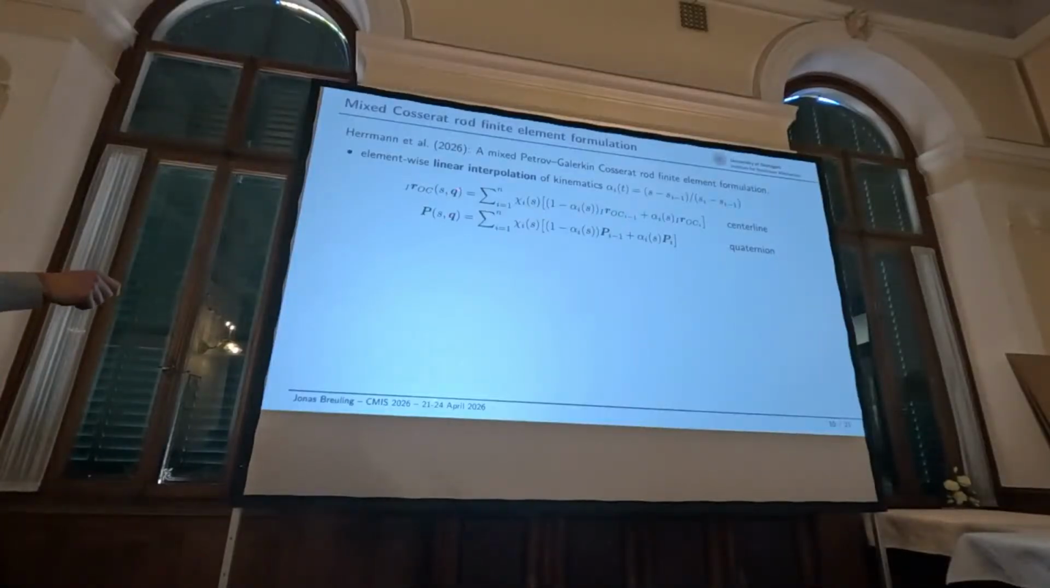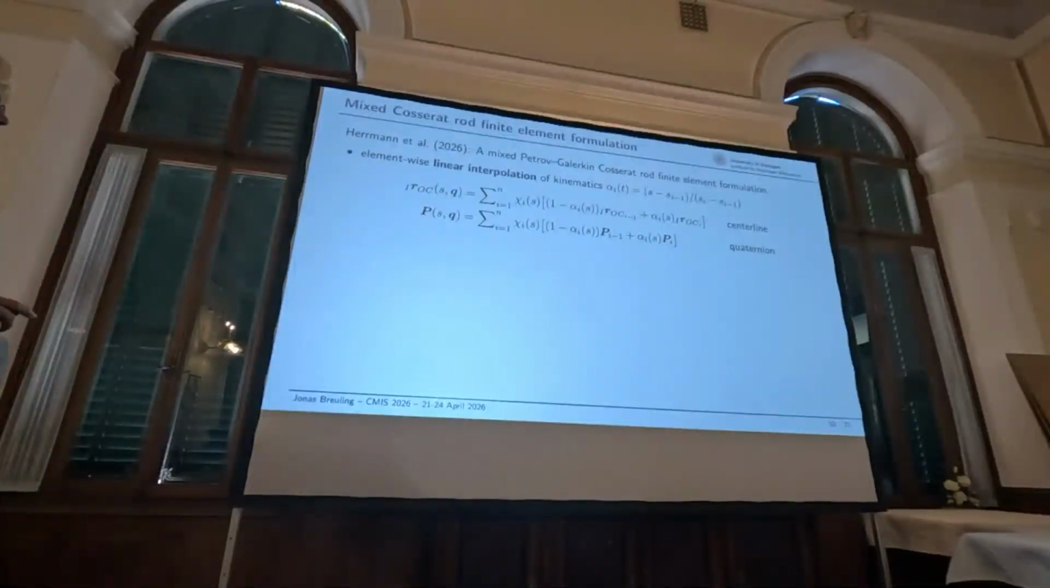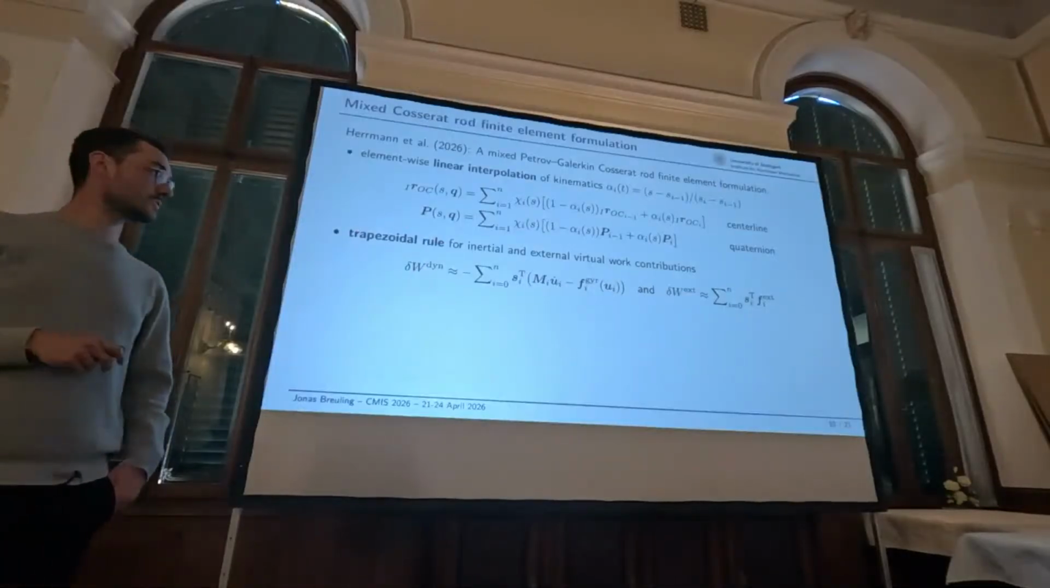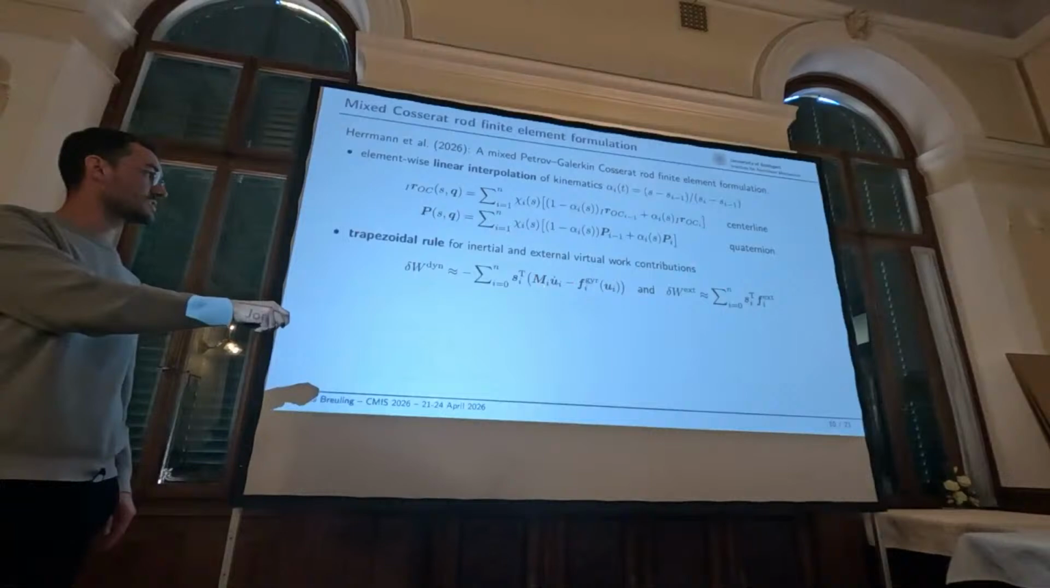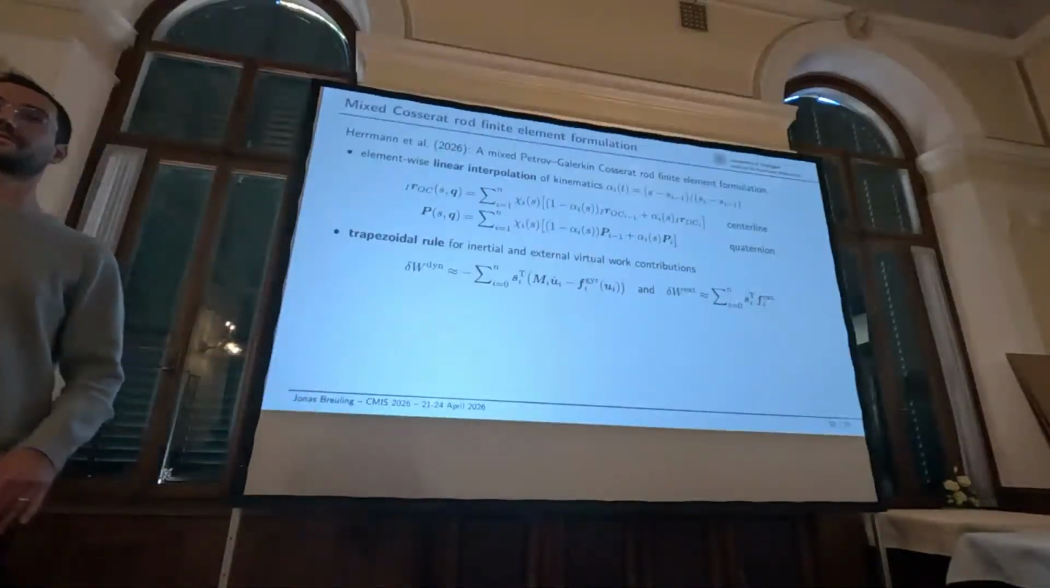So if you assume linear interpolation of the center line kinematics and the quaternion field, we end up with some discrete virtual work contributions, and they can be integrated differently. So I used the trapezoidal rule for inertia and external parts, and it turns out I get really simple rigid body mass matrices, gyroscopic forces, and external forces.